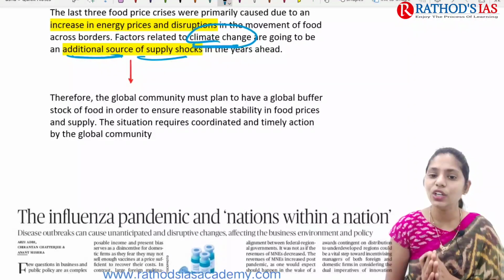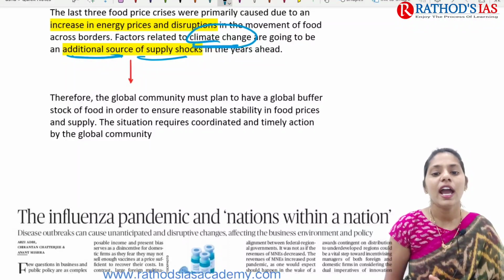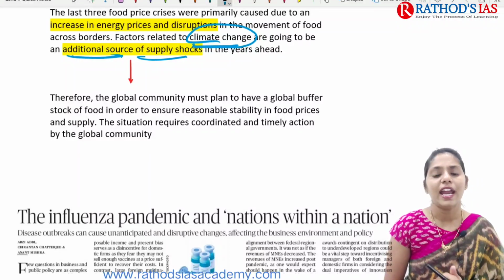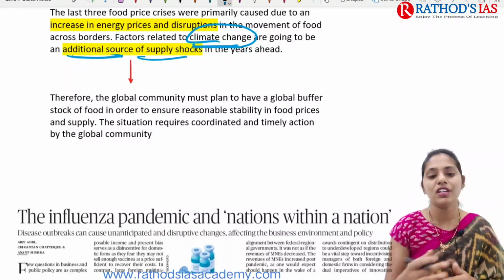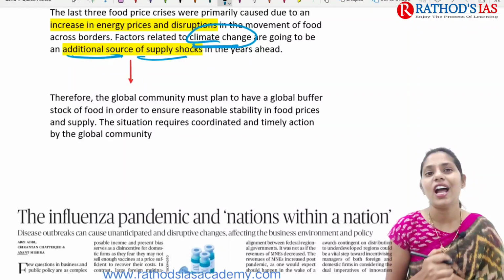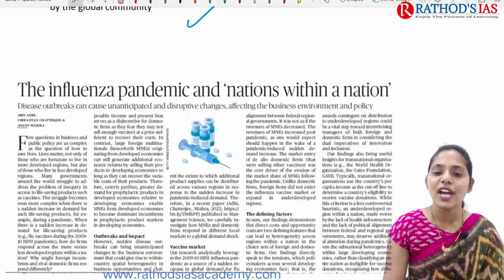The global community needs to plan for a good global buffer stock of food, and we need to ensure reasonable price stability in the market, and we need to coordinate with the different stakeholders who are involved in timely action for the larger public good. So this is about this topic. And now let us try to see the next topic.